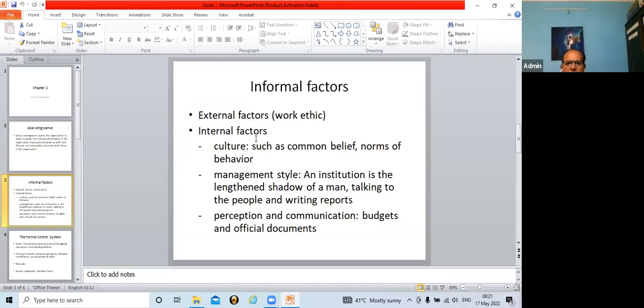And in regards to the internal factor, I have listed some examples, culture, such as common belief, norms of behavior. Now, every country has different culture. Like India, can we say that India and European countries have the same culture? Or in regards to Japan, how do Japanese people work in company? Is their way of working and Indian people's way of working the same or different?